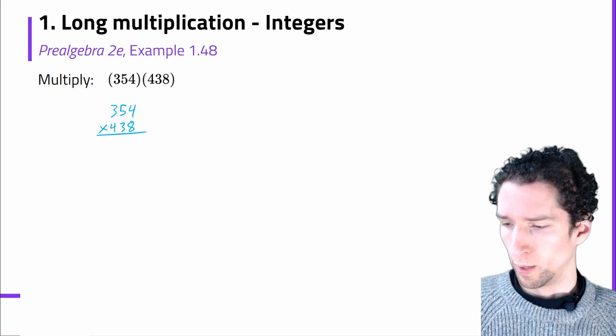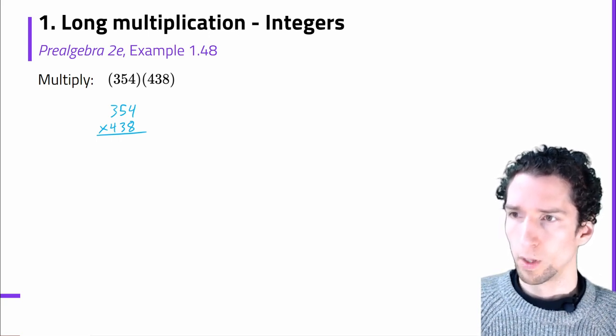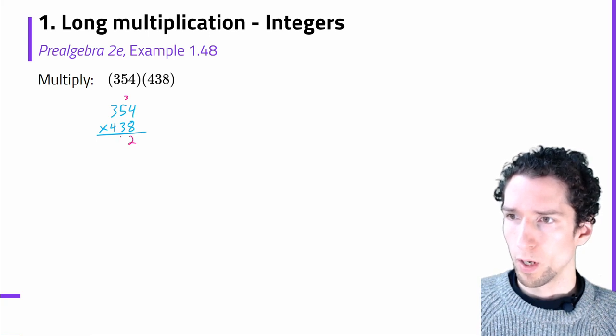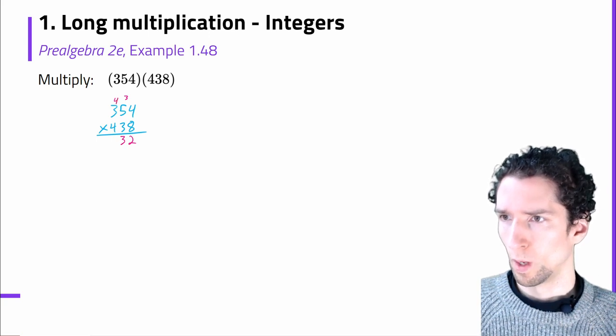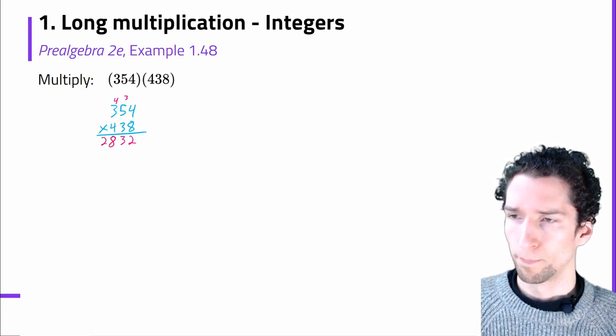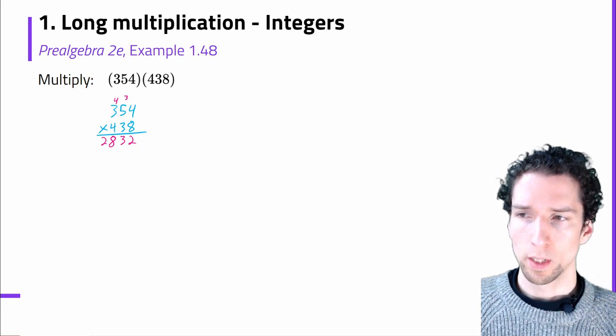So okay, let's do the first row here. So 8, so we're doing this: 8 times 354. So 8 times 4, 32, carrying the 3. 8 times 5, 40, plus 3, so 3 and 4 here. And then 8 times 3, 24, plus that 4, so 28. Okay, so that's 8 times all of that.